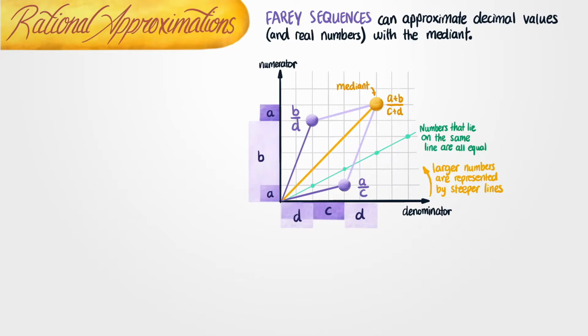So just to explain this here, if you have a situation where a over c is smaller than b over d, then the mediant of those two numbers, which is this yellow one over here, is guaranteed to be between the first number and the second number.